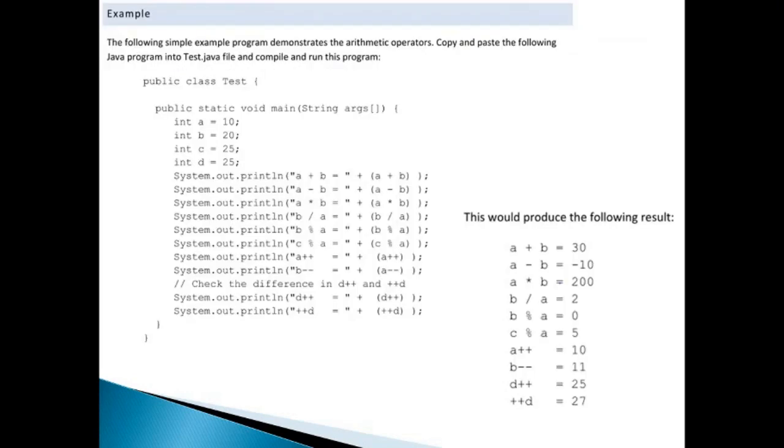Now there's one example that I would like to discuss with you. Suppose there are 4 variables A, B, C and D. A is having the value of 10 when it is initialized, B is initialized with 20, C is initialized with 25, and D is also initialized by 25.